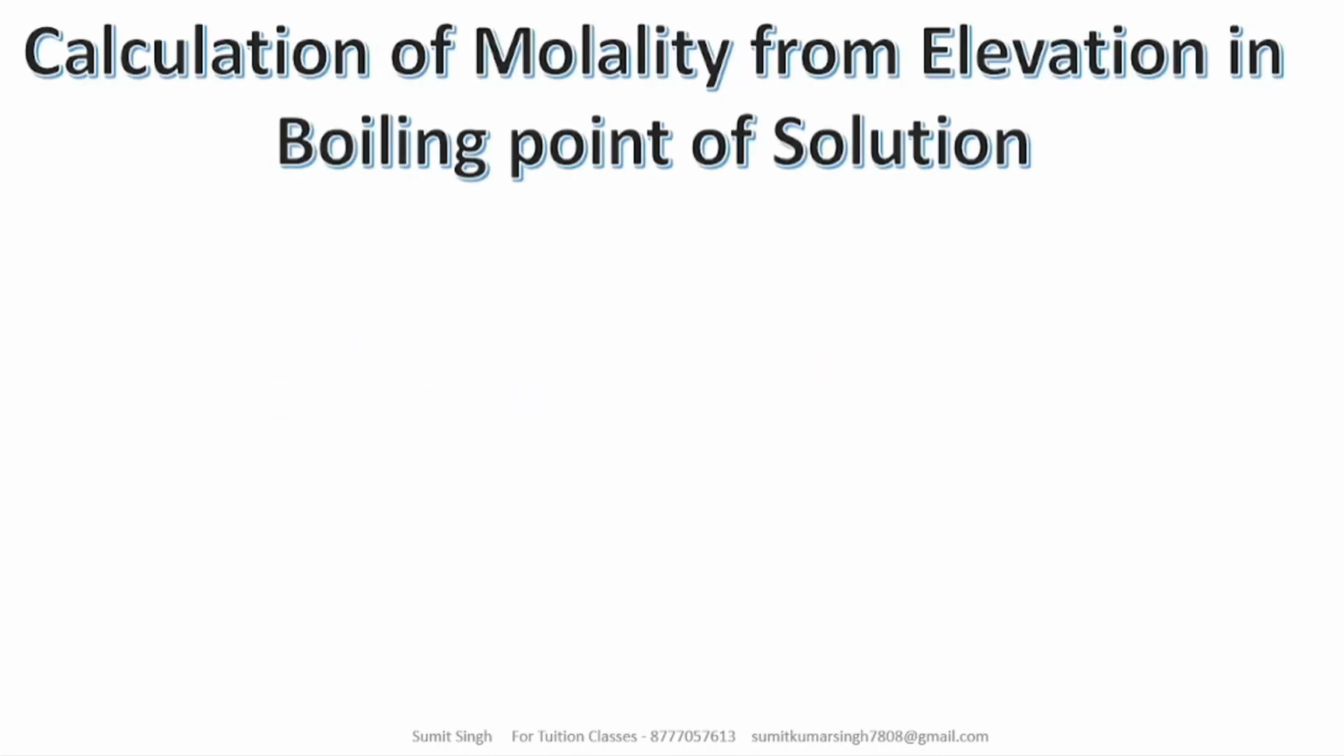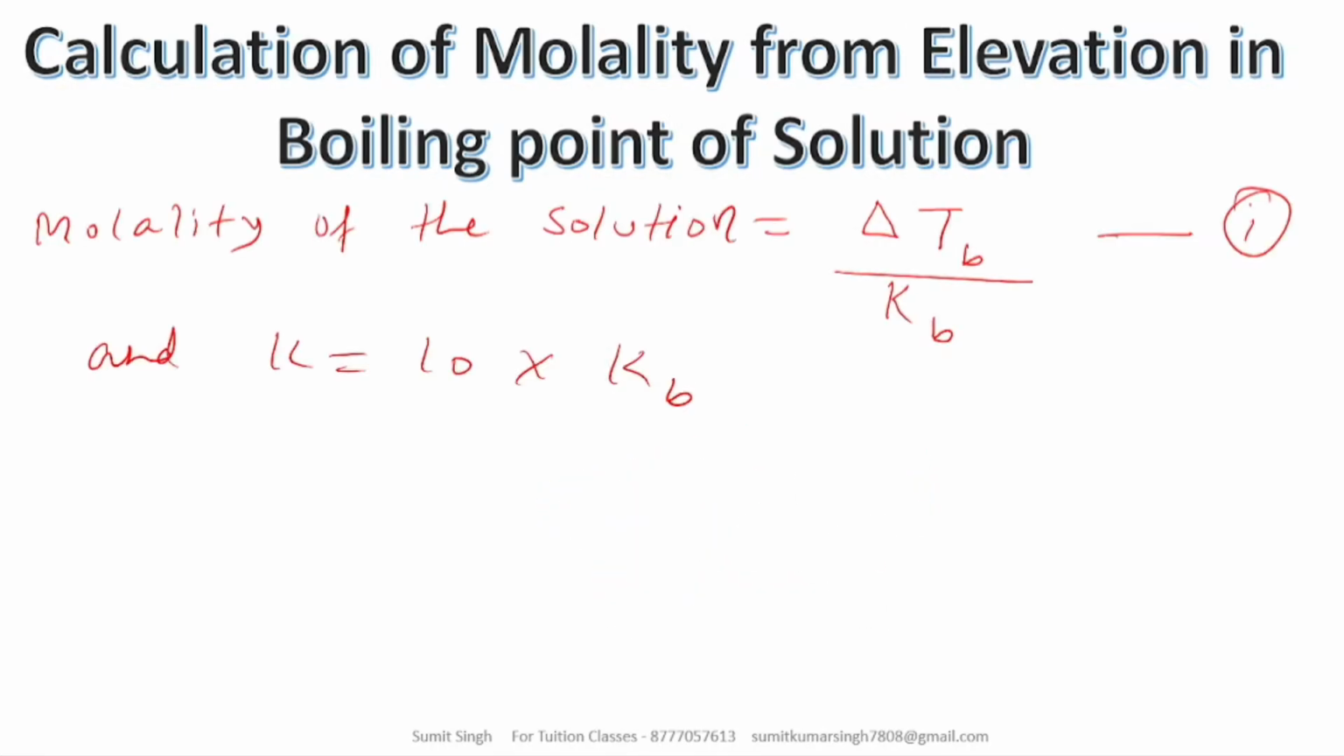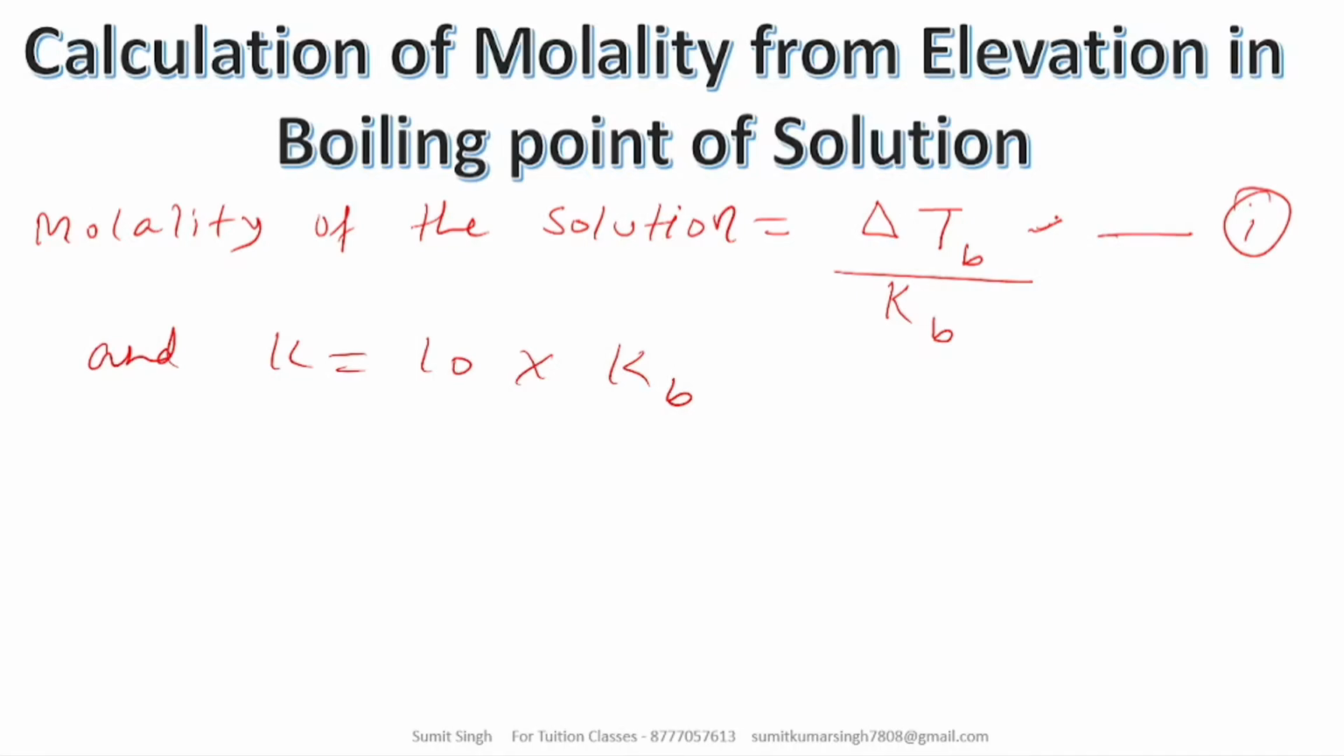Now we have another formula for calculating the molality from the elevation in boiling point of the solution. We will use the formula: the molality of the solution will be equal to delta TB divided by KB. Here delta TB is the elevation in the boiling point and KB is the molal elevation constant of the solution. One more thing, here we will take the value of K as 10 times KB, and KB is the molal elevation constant.